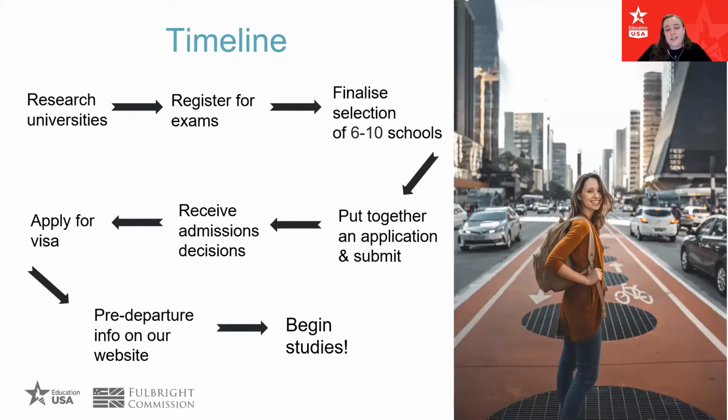Then usually in the summertime after year 12, you're going to start registering for any required admissions exams, which will be informed by your university research, as not all universities require these. Then going into the autumn of your final year at school, you will begin to finalize where you'll be applying. And so you'll narrow that list down to somewhere between 6 and 10 schools. In that autumn time as well, you'll begin to put together your application materials and submit to the universities.